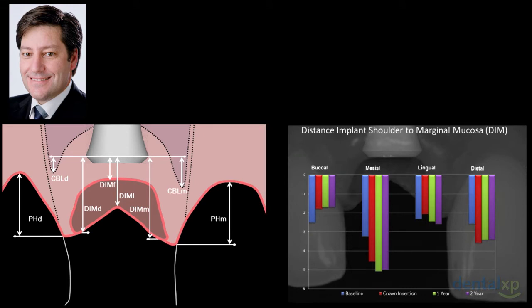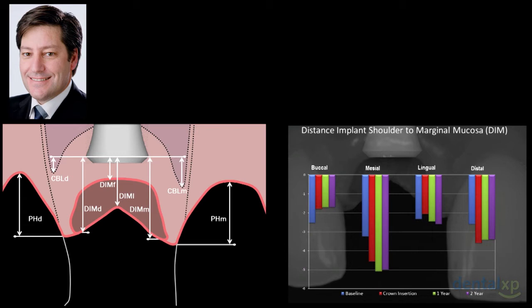And I can show you here, the blue line is the measurement before inserting the crown at the buccal aspect, mesial, lingual, and distal aspect. And you can see the red one is at the crown insertion. And the buccal aspect, because we always like to keep the tissue more coronal than we need, it went a little bit apically and remained stable at 1 and 2 year follow-up.